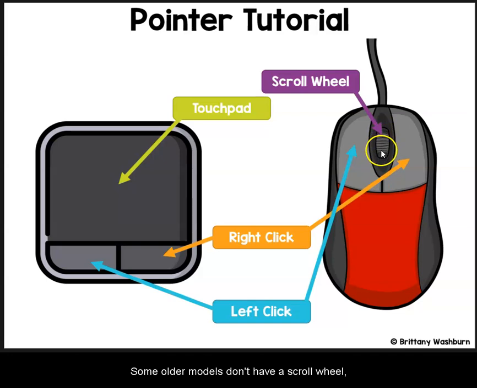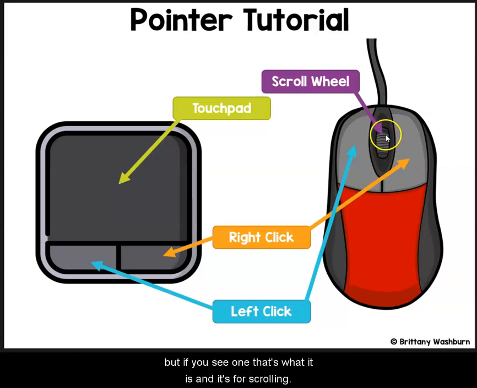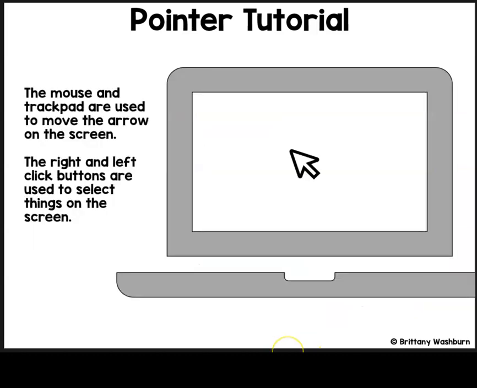Some older models don't have a scroll wheel, but if you see one, that's what it is, and it's for scrolling. The mouse and trackpad are used to move the arrow on the screen. The right and left click buttons are used to select things on the screen.